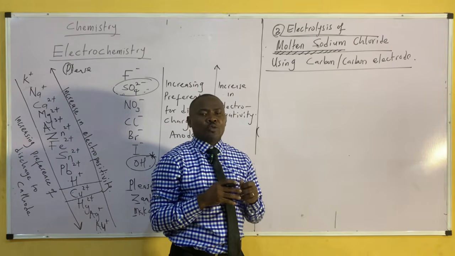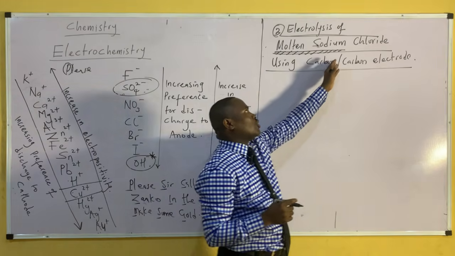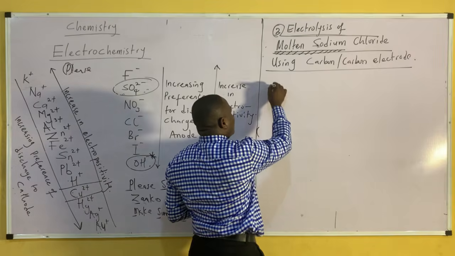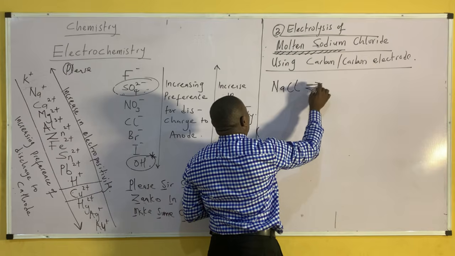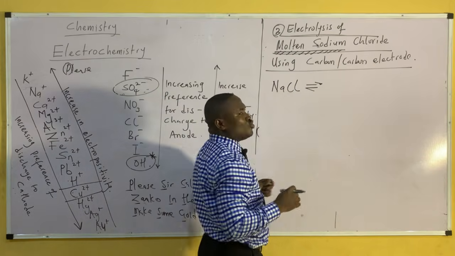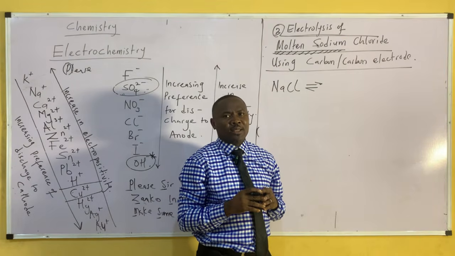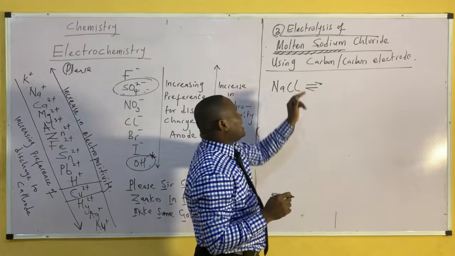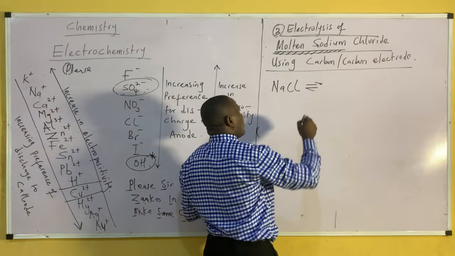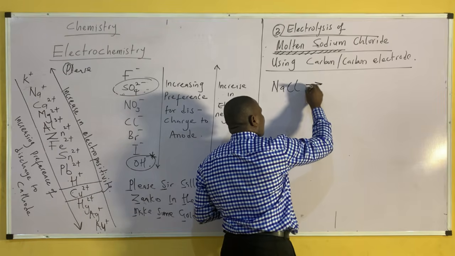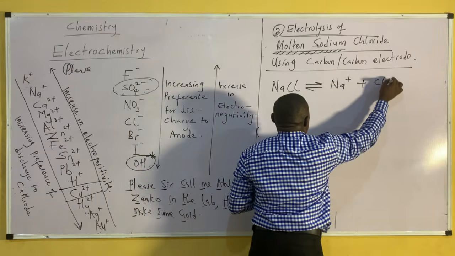Sodium chloride is a typical ionic compound in solid form, where you have the sodium and the chlorine. Remember that this is a compound. In normal sodium chloride, the sodium and the chlorine are not mobile. But in molten sodium chloride, the sodium and chlorine are mobile. So molten sodium chloride will give us Na+ and Cl-.